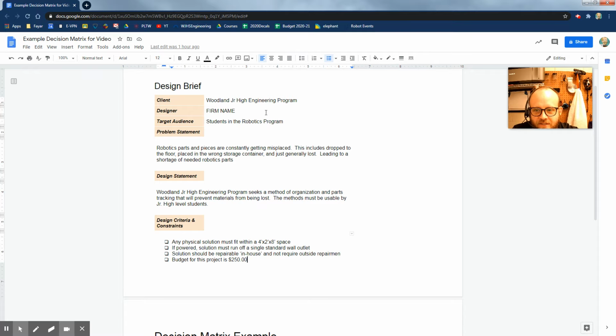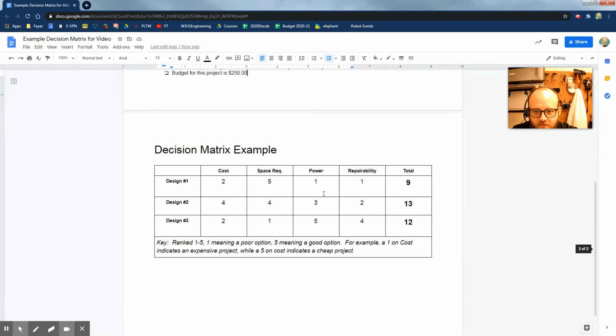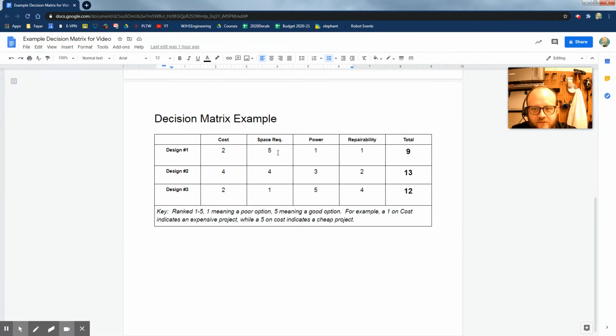An example of a decision matrix for this design brief is right here. So let's talk about what this is. First of all, we have a nice little chart. The leftmost column are simply our various design ideas. So for example, this is design idea number 1, and we'll actually write in that it is a design idea. And that's what these are: as you're working through brainstorming, coming up with ideas to develop, these are your brainstormed ideas. How might you solve this?